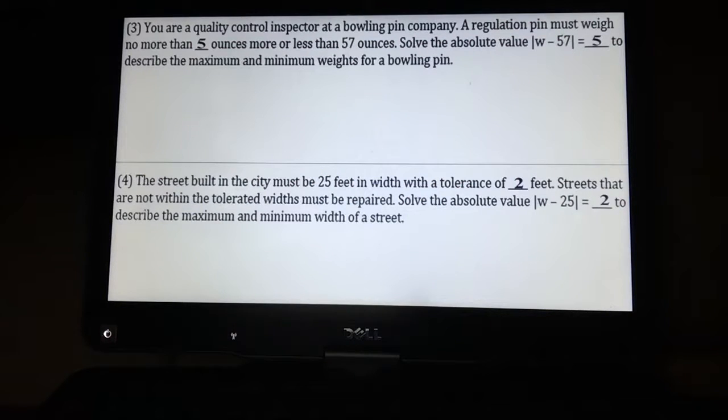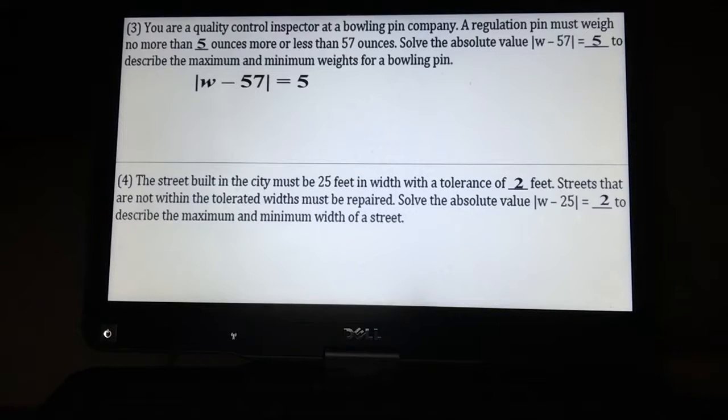Now for number 3, this is the actual word problem. It says, you are a quality control inspector at a bowling pin company. A regulated pin must weigh no more than 5 ounces, more or less than 57 ounces. Solve the absolute value equation, which is absolute value of W minus 57 equals 5, to determine the maximum and minimum weight of the bowling pin. Now, basically they just want you to solve this absolute value equation. And then once you solve it, you're able to find the maximum and minimum weight that is allowed for a bowling pin.